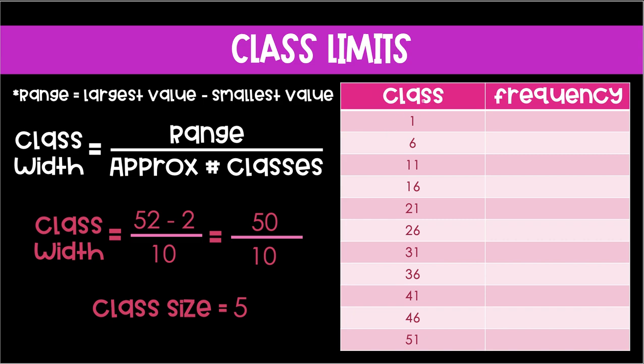These will be our lower limits. To create those lower limits, I'm going to start with the first value. It can be the lowest value if you want, or it could be a number smaller than that. And then you're going to add that class size. 1 plus 5 is 6, plus 5, 11, plus 5, 16, plus 5, 21, and so on. You keep on doing that. You're going to keep on adding the class size to create all of your lower limits.